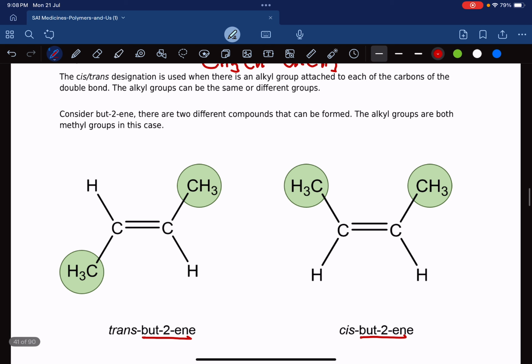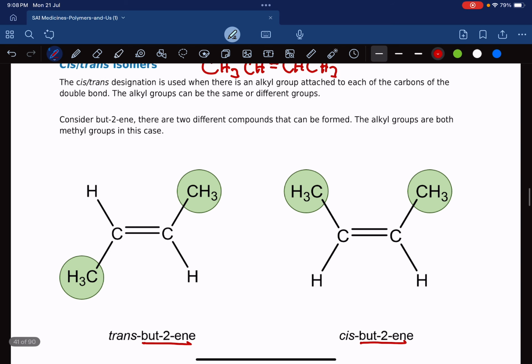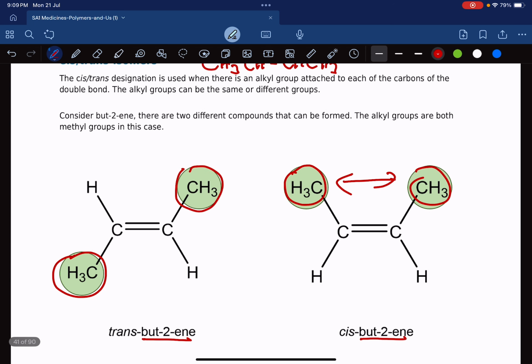When you look at this image over here, in this first image, the CH3 is at the bottom here, and the other CH3 is up here. And in this second image here, the CH3 is up here and the other CH3 is up here. That means they are facing each other, and this one is in the opposite direction. They are not the same, because this is a double bond. It cannot rotate.